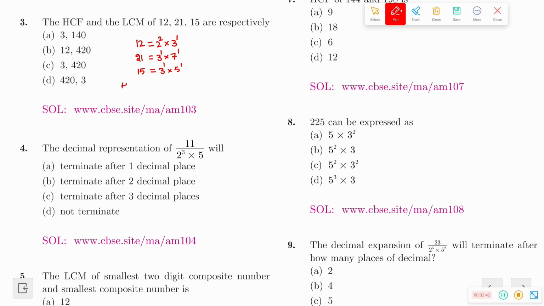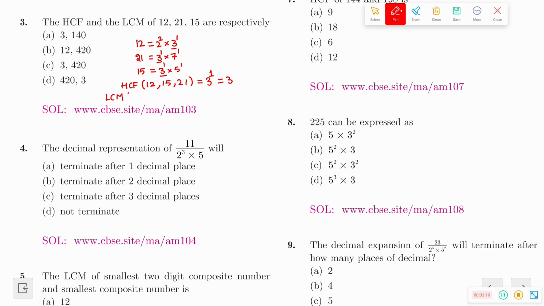Now when you want the HCF of 12, 15, 21, we have to select only common factors in all the prime factorizations. So 3 is there in all the three factorizations, so only 3 is the common factor, and we have to take its lowest power. The lowest power of 3 in all the three factorizations is 1. So here the answer will be 3 power 1, which is nothing but 3 itself. This is the HCF.